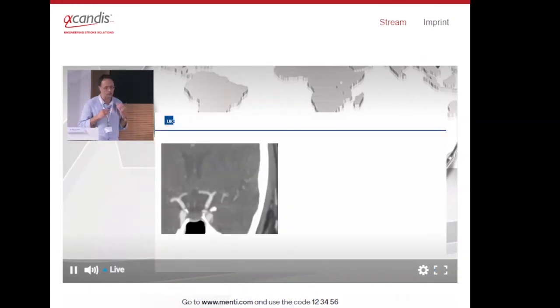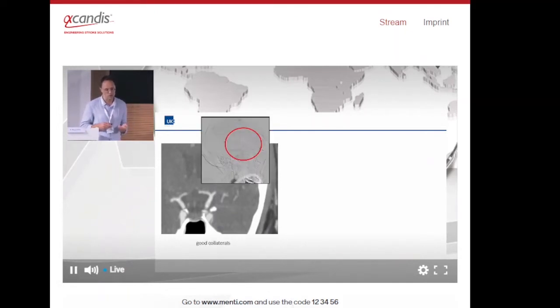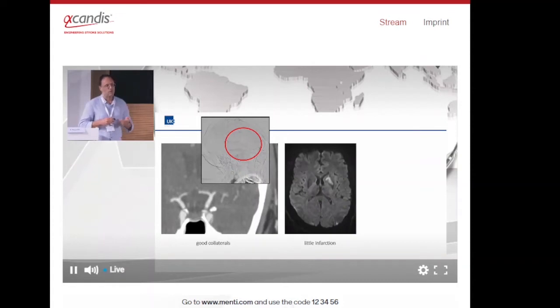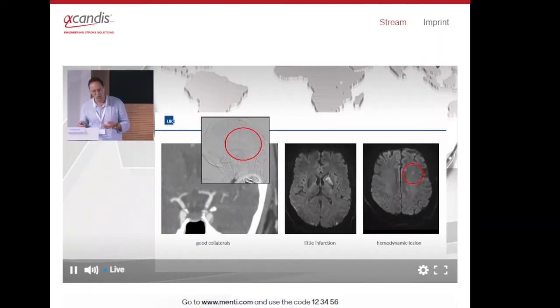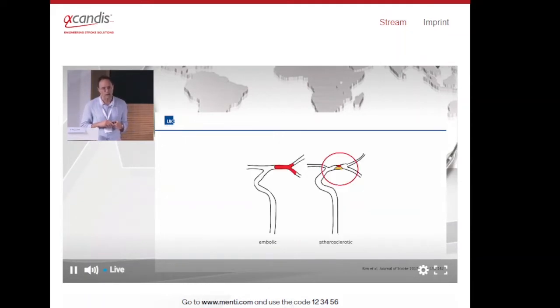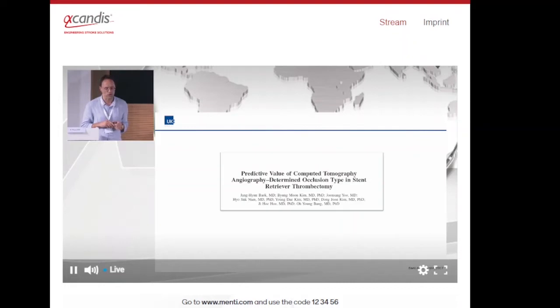And why did we do this? So we saw on CTA and angiography that we have excellent collaterals. We saw that we have very little infarction, despite that the patient had an M1 occlusion for a very long time, and we have hemodynamic lesions. So altogether, and I believe this is what we learned today, this points to ICAD as an underlying pathology in this case.